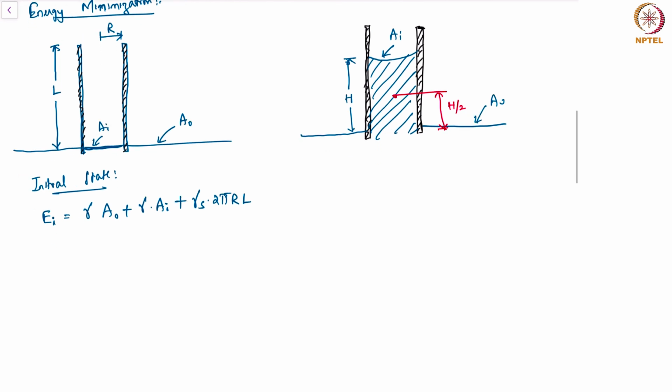Right? Now remember that the total height of the tube we are interested in was L, and therefore the dry region, the part of the tube which the fluid has not risen to, is L minus H. This little region above is L minus H. Right? Now let's write down the final energy state.